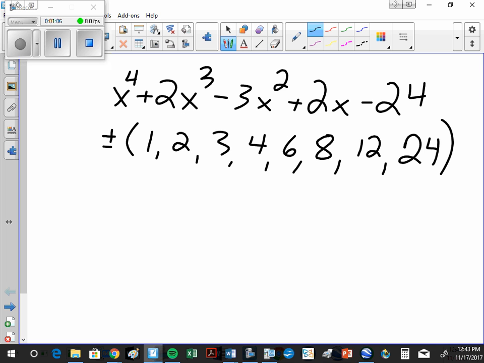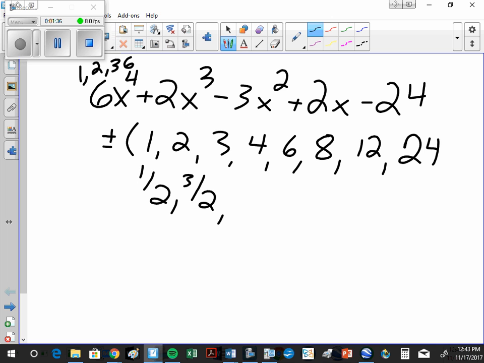Okay? What if there is a 6 out front? Then I need to extend this, and the factors of 6 are 1, 2, 3, and 6. So I have to divide all of those by 2, except for the ones that simplify. So 1 over 2 I need to do, but 2 over 2 simplifies, so I don't need that one. Because it's all of the factors of 6.